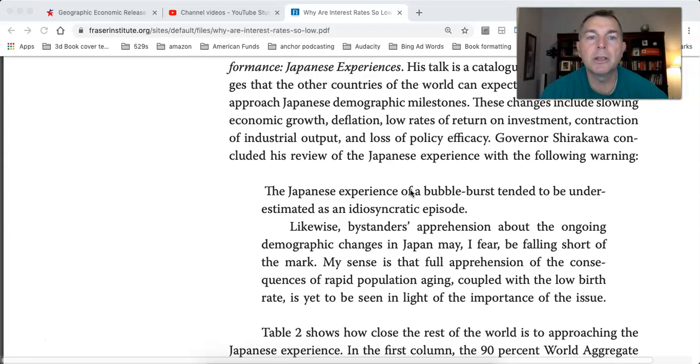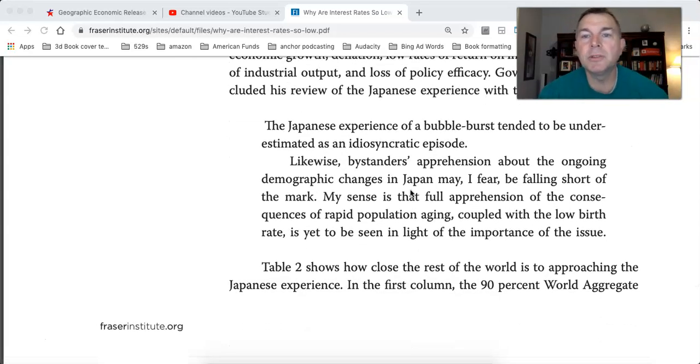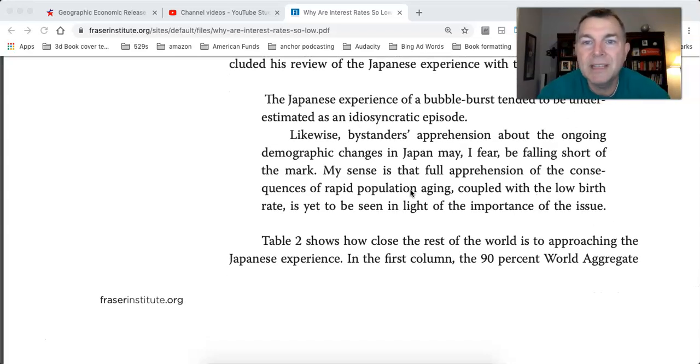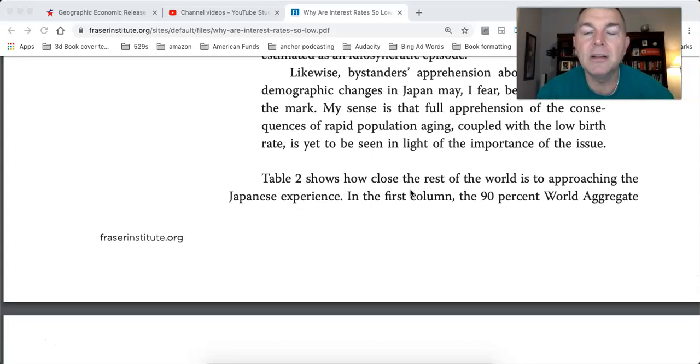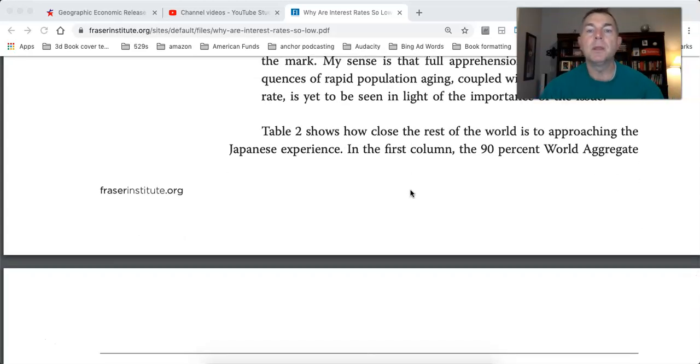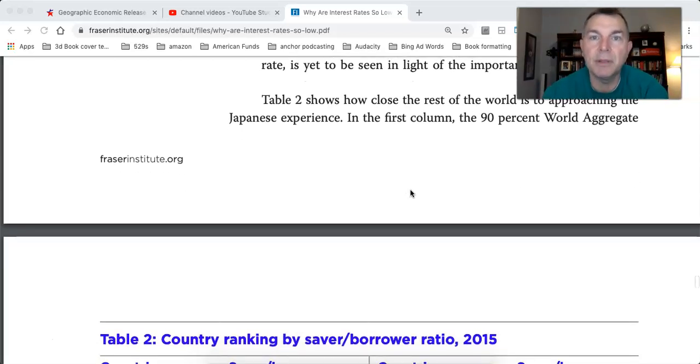Governor Shirakawa concluded his review of the Japanese experience with the following warning. The Japanese experience of a bubble burst tended to be underestimated as an idiosyncratic episode. Likewise, bystanders' apprehension about the ongoing demographic changes in Japan may, I fear, be falling short of the mark. My sense is that the full apprehension of the consequences of rapid population aging, coupled with a low birth rate, is yet to be seen in light of the importance of the issue. Table 2 shows how close the rest of the world is to approaching the Japanese experience.